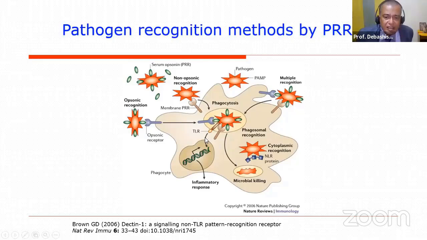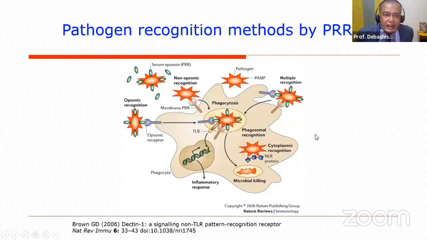And eventually what does that cause? It again produces TLR and produces an inflammatory response. It can cause phagosomal recognition and microbial killing, or it can cause an NLR or inflammasome protein related response, giving rise to again microbial killing. And the ultimate end result is inflammation and microbial killing.